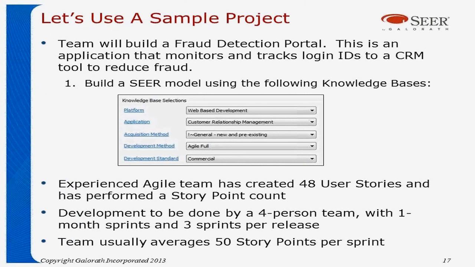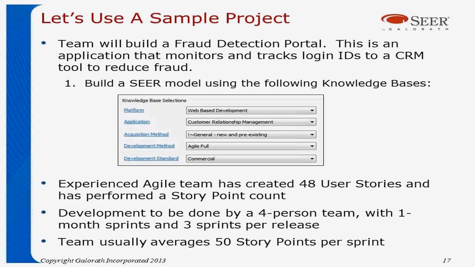So let's use a sample project. Let's assume we're building a fraud detection portal. It's a very simple application that monitors and tracks login IDs to a customer relationship management tool to help reduce fraud. So the first thing we do is we simply build our model and we set up all our knowledge bases. For the platform, we'll specify we're doing web-based development. This is going to be a customer relationship management application. We're going to be using generally new and some pre-existing code. For our development method, we're going to choose Agile Full. We have an experienced team. And for the development standard, we'll follow commercial best practices.